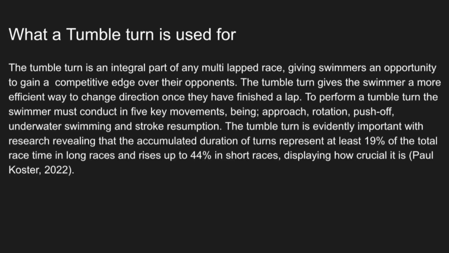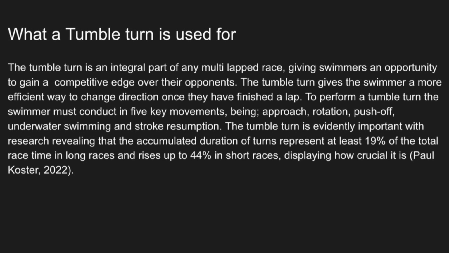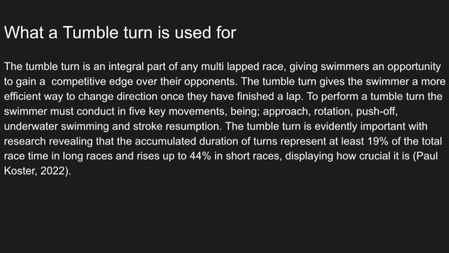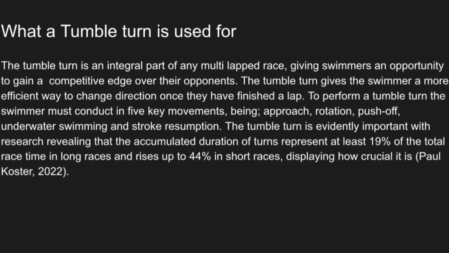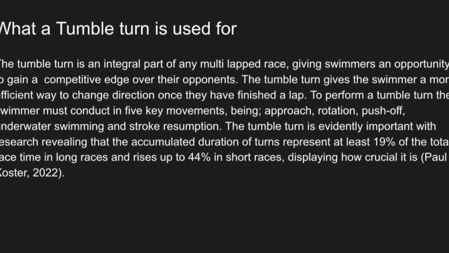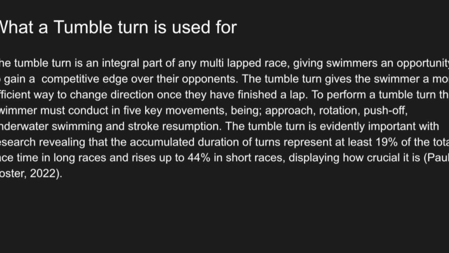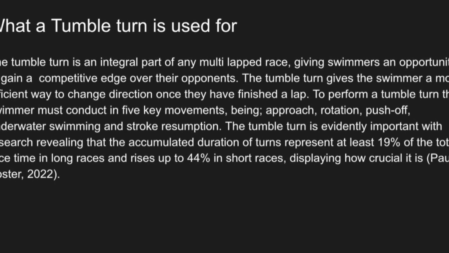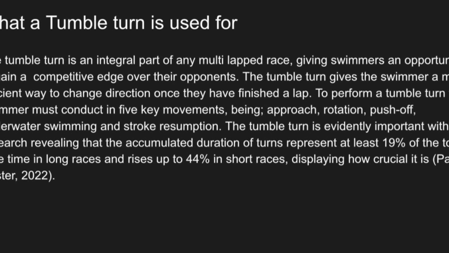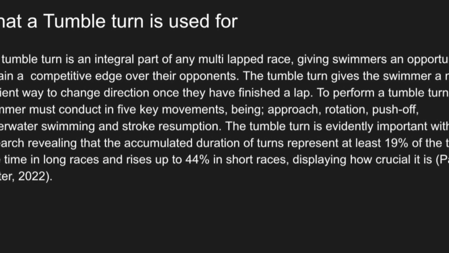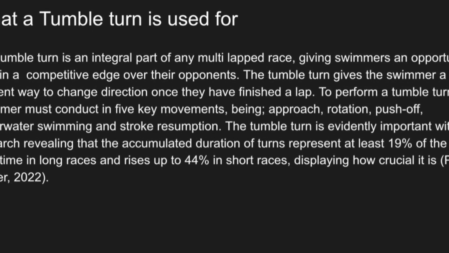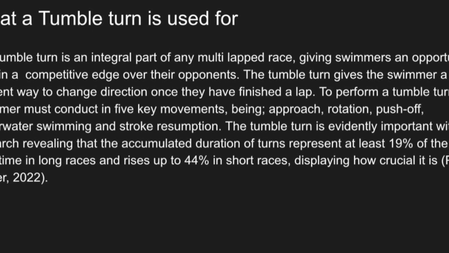What a tumble turn is used for. The tumble turn is an integral part of any multi-lap race, giving swimmers an opportunity to gain a competitive edge over their opponents. The tumble turn gives the swimmer a more efficient way to change direction once they have finished a lap. To perform a tumble turn, the swimmer must conduct 5 key movements, being approach, rotation, push-off, underwater swimming, and stroke resumption. The tumble turn is evidently important, with research revealing that accumulated duration of turns represented at least 19% of the total race time in long races and up to 44% in short races, displaying how crucial it is.